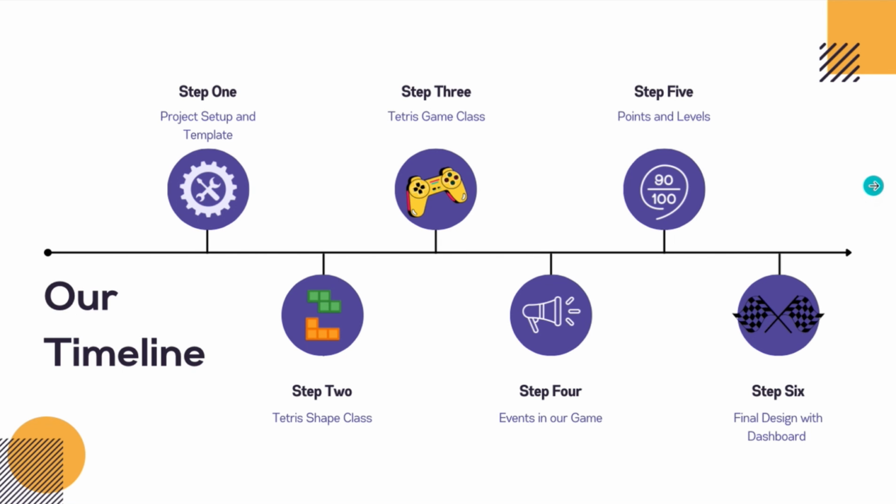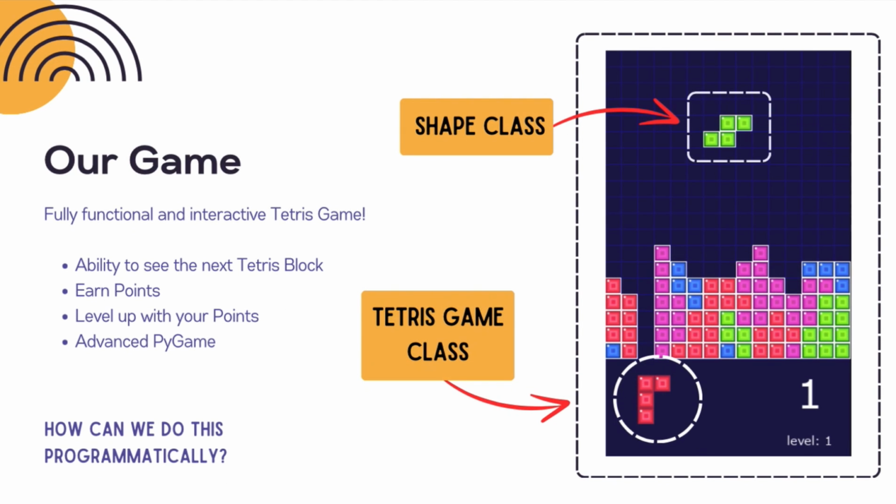Let's take a look at our game here. If we bring this into play, we are trying to create a fully interactive Tetris game, just like the game you know and love, here in Python. So we want the ability to see the next Tetris block. This block down here at the bottom, that's the next shape that's going to appear. We want the ability to earn points every time we delete a row. We want the ability to level up after we collect so many points. So this is the game's output.